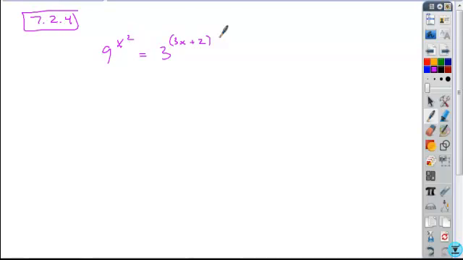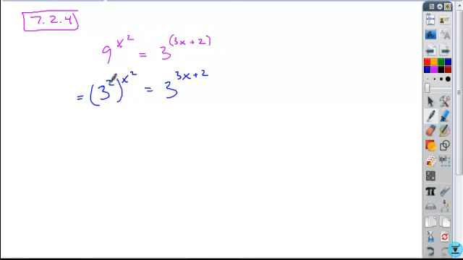All right, so when we look at this problem here, what we want to do is rewrite both sides of the equation using an exponent with the same base. So can we express 9 in terms of a base 3? Yeah, it becomes 3 squared to the x squared is equal to 3 to the 3x plus 2.